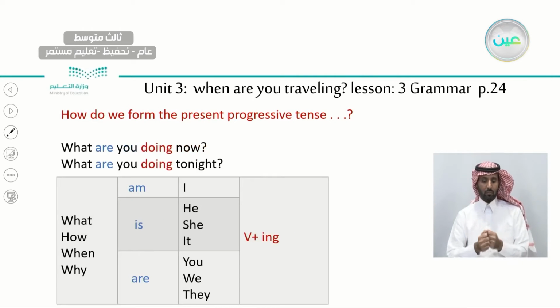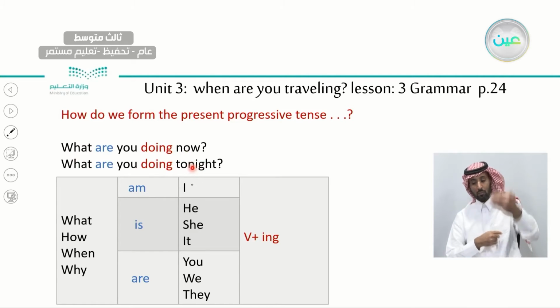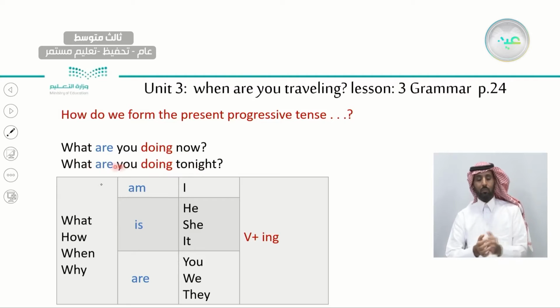What about the questions? We have the information questions, the WH questions. These questions, I believe you can find in your book. What are you doing now? What are you doing tonight? So two types. We're asking about now, present, and we're talking about the future here. So you form the question when you talk about the present and the future using the present progressive in the same way. You have the verb to be and you have the verb ing.